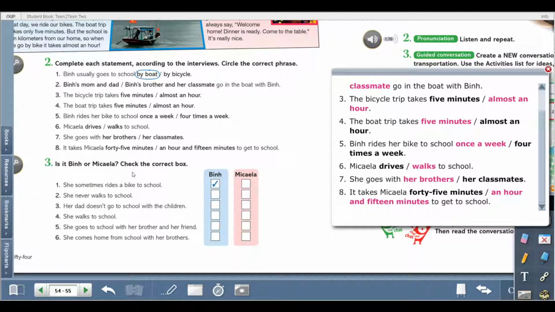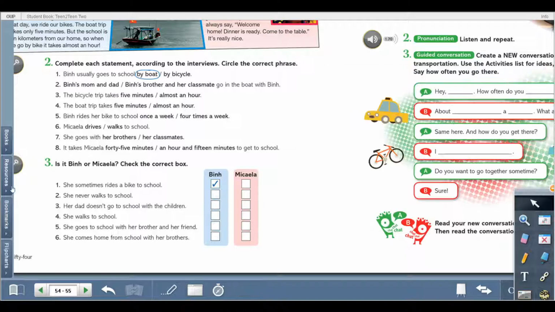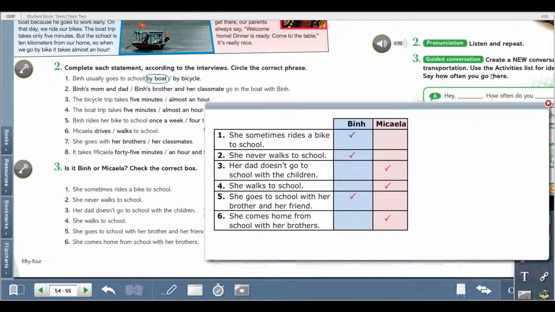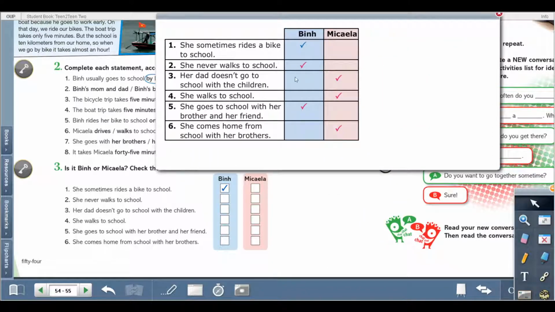Is it Bin or Michaela? Check the correct box. She sometimes rides a bike to school. Which one? Bin. She never walks to school. That's Bin again, I suppose. Let's check. You see. Okay, she never walks to school. Her dad doesn't go to school with the children. That's Michaela. Okay. She walks to school. Which one? She walks to school. Michaela.